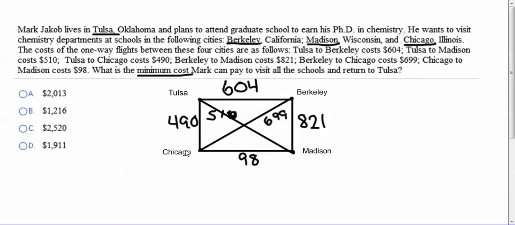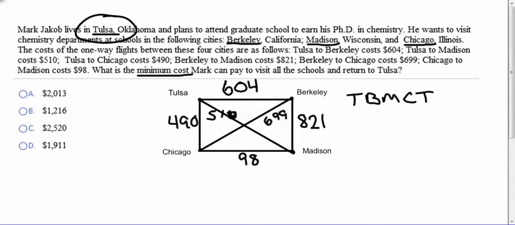So I'm going to list that out over here using the first letter of each city name. Again, he lives in Tulsa, so it has to start in Tulsa. So I'll just write Tulsa to Berkeley to Madison to Chicago to Tulsa. That's one Hamilton circuit.